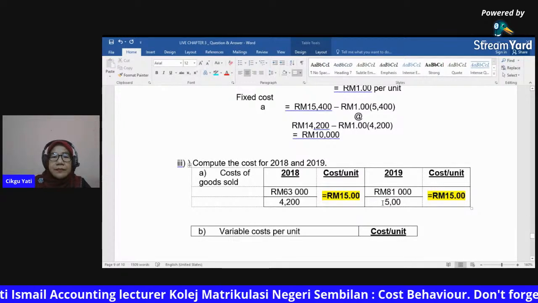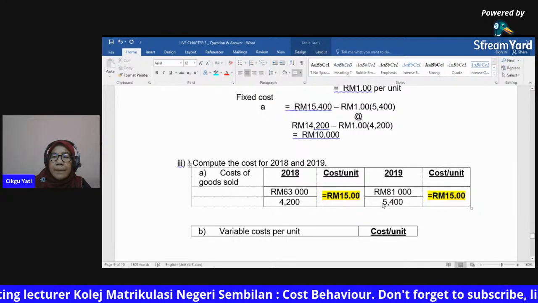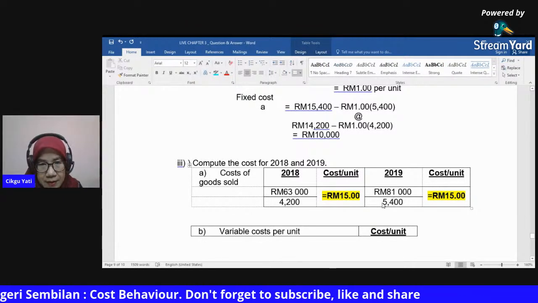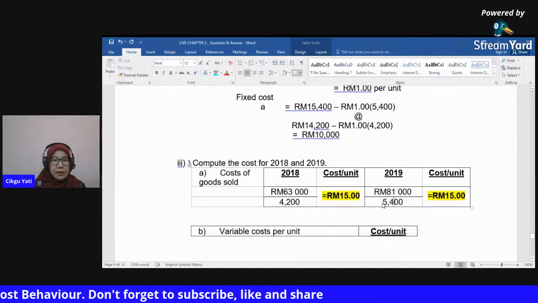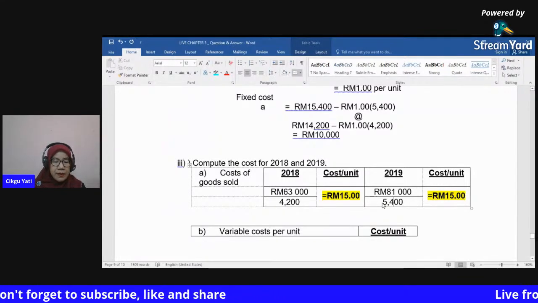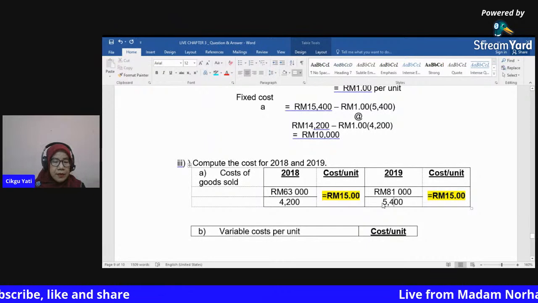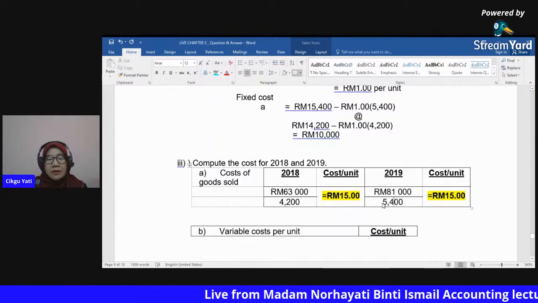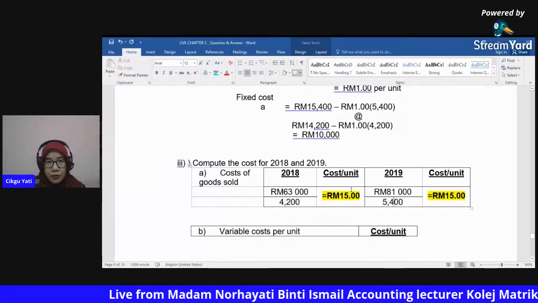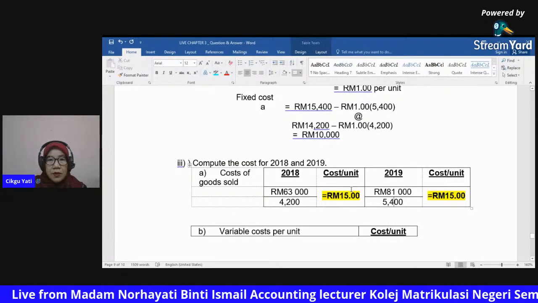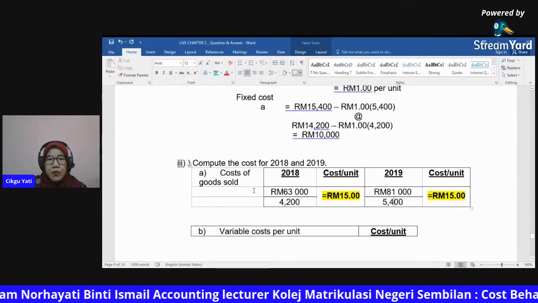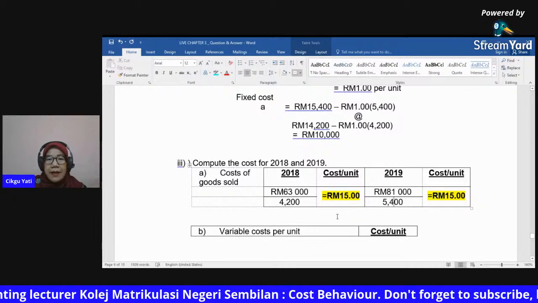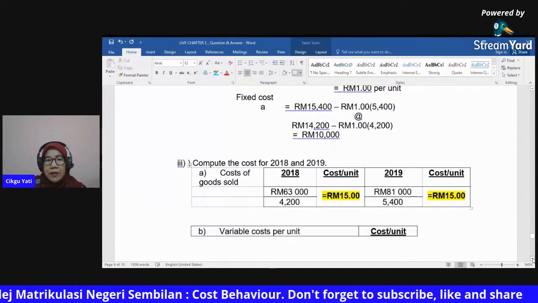5,400. Okay, you can use the calculator. I will just calculate first. 63,123 divided by 4,200, and the answer is 15. Okay, that is correct. In the question you are required to calculate the variable cost per unit for cost of goods sold for 2018 and 2019.